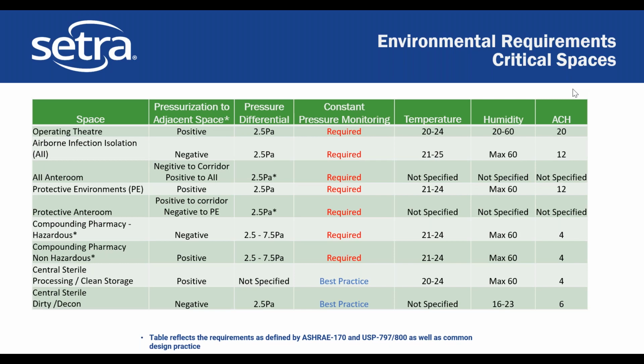Now, the anterooms do not have certain things specified. The interesting note here is they usually just go along with the primary room. And the specification really tells you what that entire unit, so your airborne isolation room and your anteroom together, have to have: the spec of the airborne infection isolation room to the corridor. But the anteroom to the airborne infection isolation room doesn't actually have to meet the same standard as to the corridor. So it's kind of an interesting nuance there. So for example, your anteroom could be at 1 Pascal to the airborne infection isolation space, but the entire space, the anteroom to the corridor, still has to be at 2.5.